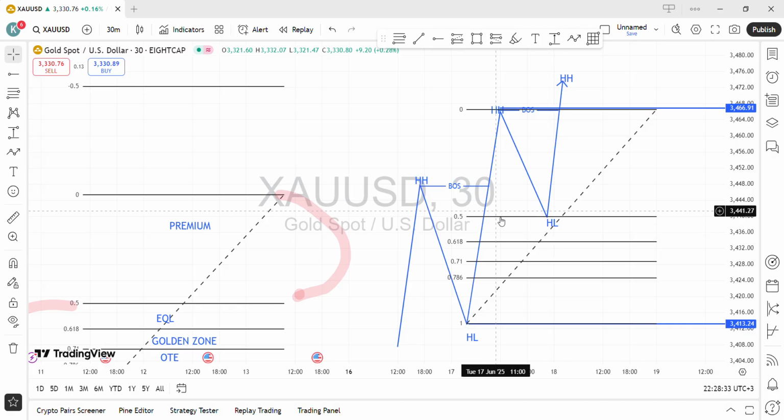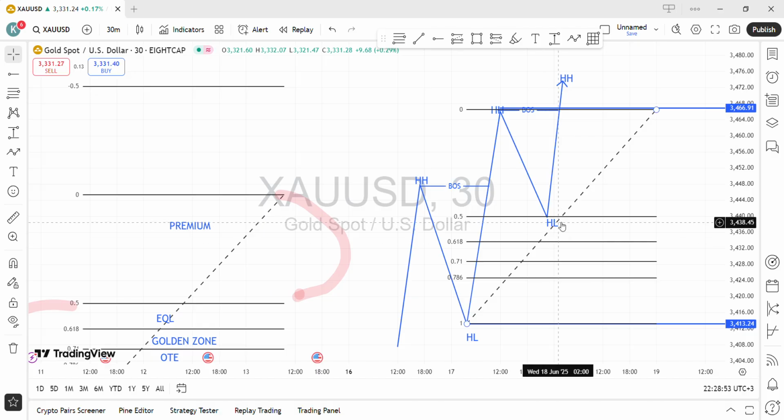You are going to wait for price to pull back to these levels, either to the equilibrium, to the golden zone, or to the OTE. Once price taps into those key zones, you shift to a lower time frame and look for confirmations.